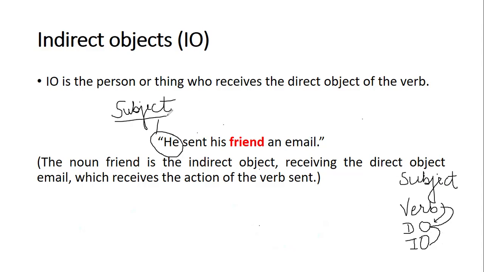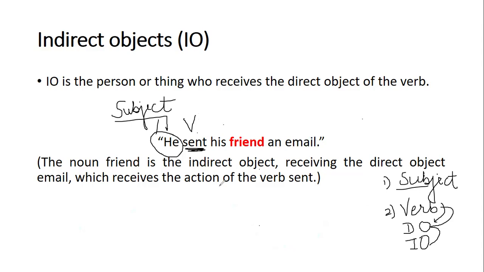So in this statement, very clearly, he is our subject. Now we have done this part, we have found out the subject. The second thing we have to do is find out the verb. Sent. He is doing an action. What action is he doing? He's sending. He sent. So sent is a verb.